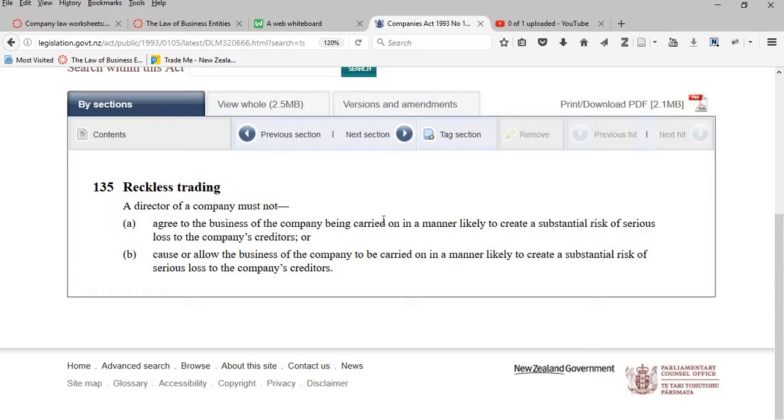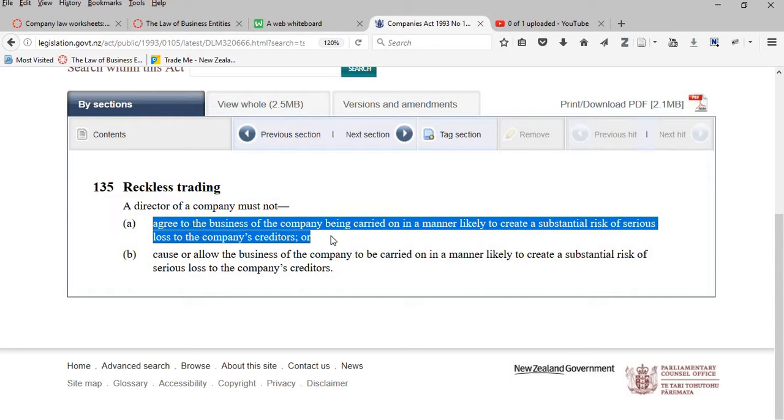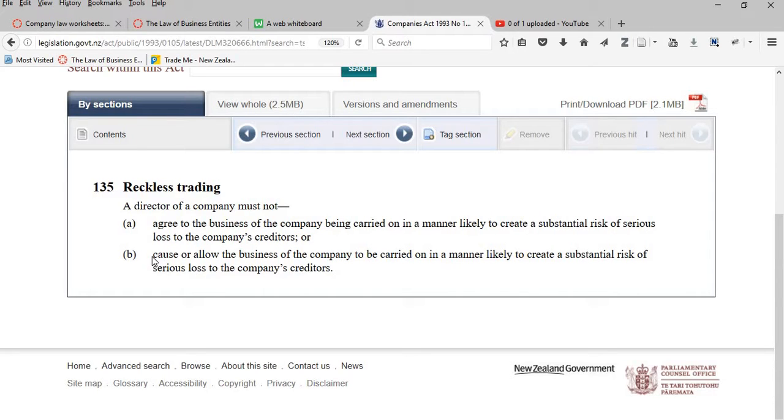Often referred to as insolvent trading, which is what it was referred to in the previous companies law, and it's similar. So reckless trading is where a director agrees to the business being carried on in a manner likely to create a substantial risk of serious loss to the company's creditors. Or the second one, cause or allow. So that's the director who sits back and does nothing when the decision's being made. Voting against it is not to cause and allow. So really you need to vote for or against.